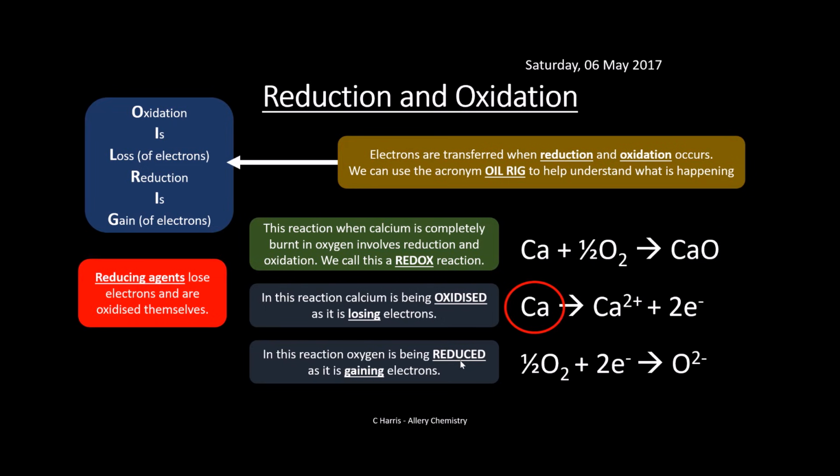This bit is really, really important, and I think some people get a little bit confused with it. Reducing agents. This is different from reduction. Reduction is a process. A reducing agent is an actual chemical that we're looking at. Reducing agents lose electrons and are oxidized themselves. Unlike reduction, which is the gain, reducing agents actually lose electrons. Calcium is losing electrons in this reaction, so in this reaction, calcium is the reducing agent. It's really important you remember that.